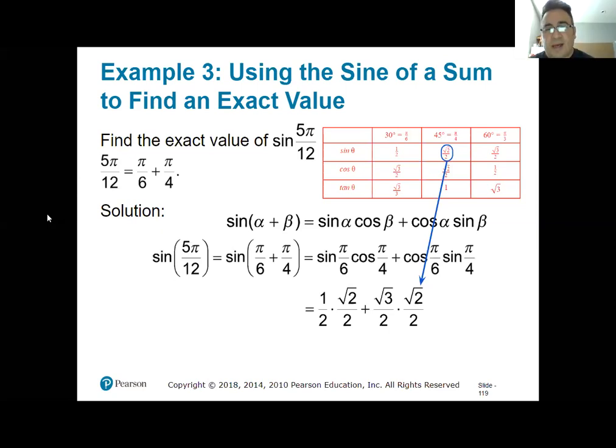Remember your rules for radicals, right? You have two radicals, and you can put them under the same radical as long as the index is the same. The index here is a 2. So you can put them under the same thing. So I end up with radical 2 plus radical 6 over 4. Okay? Got the idea? Yes, no, maybe so? Yes.